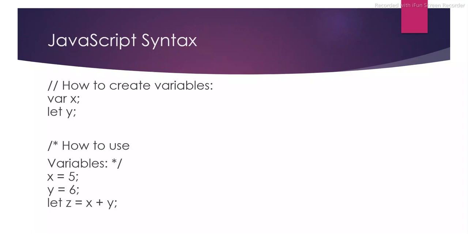Then, as I already told you, there are two ways: one is var, and another one is let. Here I am trying to show both ways, where x is declared using var and y is declared using let.